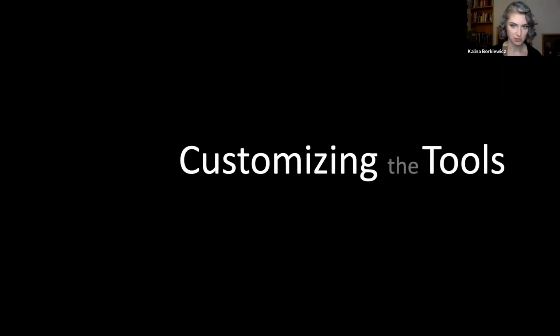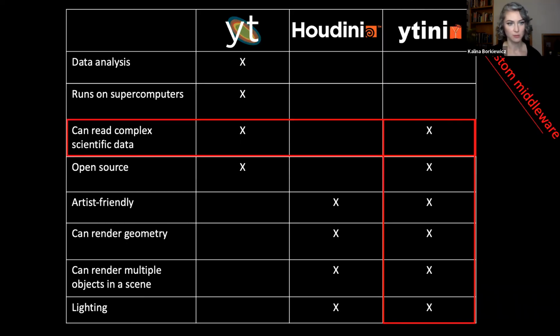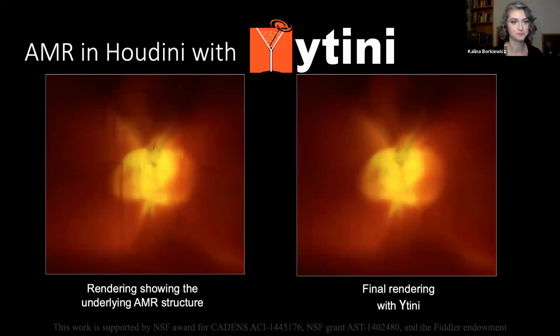So we customize these tools. We realize that scientific tools like YT and visual effects tools like Houdini have completely opposite strengths and weaknesses, and neither alone is ideal for cinematic visualization. So what we've figured out is that we can create a custom middleware called YTini. I'm really proud of that name. I think it's super cute. We went out for martinis when we published this. But what YTini does is it uses YT as a data reader. It exports an intermediate file format that Houdini can read, and we can do the rest of our pipeline in Houdini. So you really get the best of both worlds.